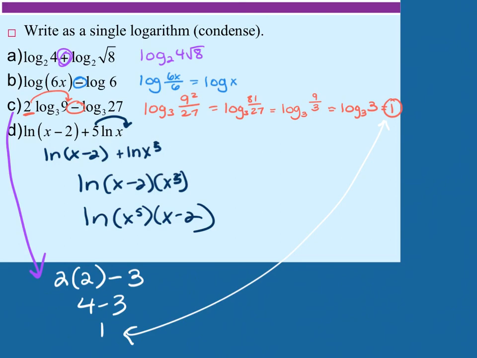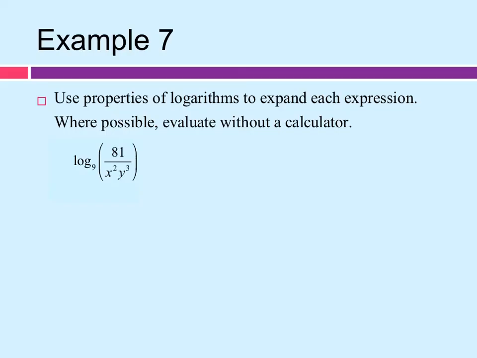Okay, so let me jump to this. Got multiple things in the denominator, and that's usually what throws people. So use properties of logs to expand. We're going back to expanding. Where possible, evaluate it without a calculator. So this has 1 log. I want to expand it to, actually not 2, 3. It would be log base 9 of 81.